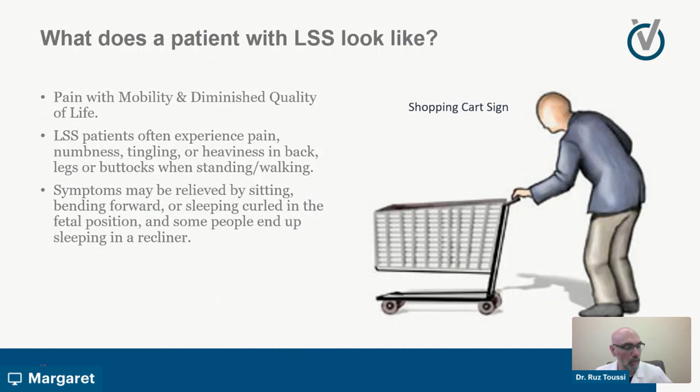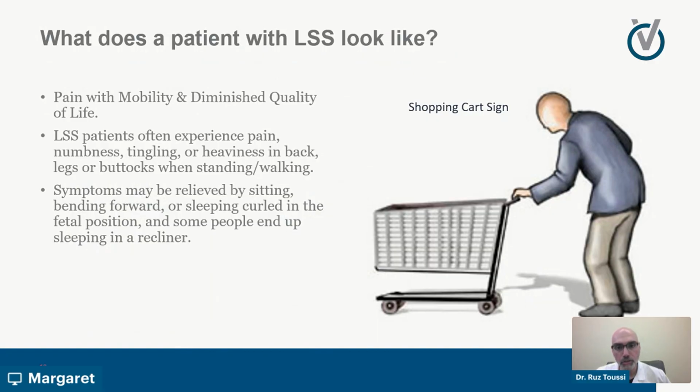What does your lumbar spinal stenosis patient look like? They have severely diminished mobility and quality of life. We call it the shopping cart sign because people will require the shopping cart to lean on, regardless of how much they need to buy. As they stand and walk, they start getting worsening low back pain, then hip pain, and then it might progress to the legs and weakness. At that point, they start looking for things to lean on or a chair.